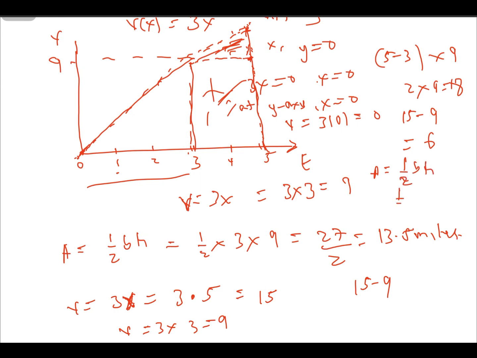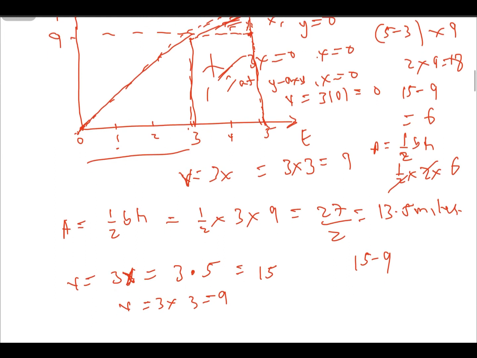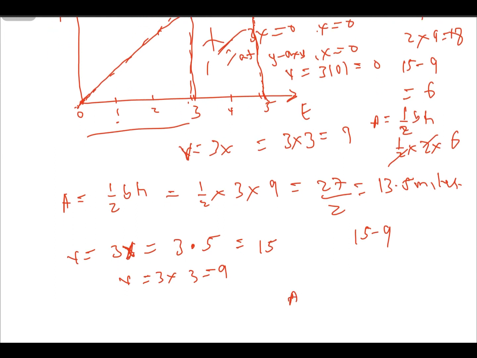And therefore, area of a triangle is equal to half base times what? Height. So half, the base is what? 2, because 5 minus 3. And then the height is what? 6. So now this will cancel, and we're going to get what? 6 miles.